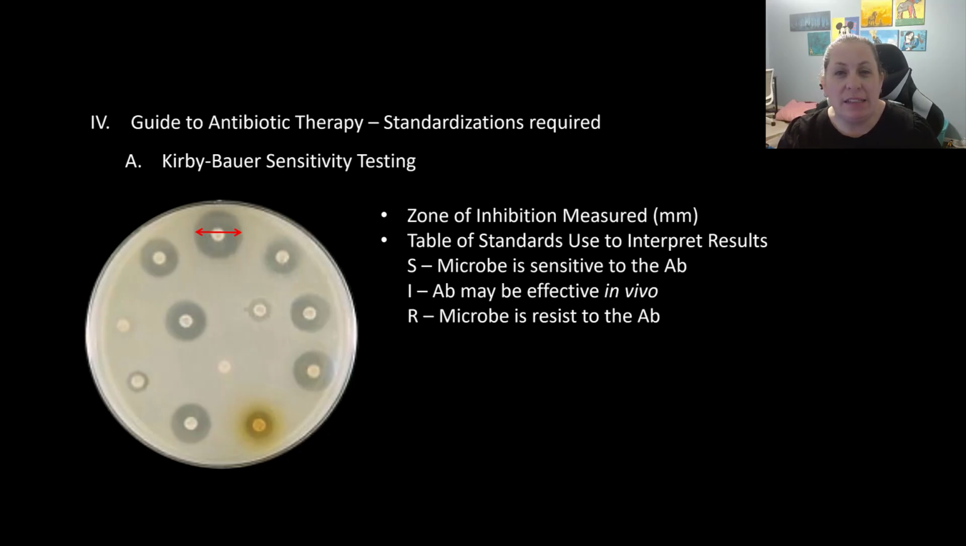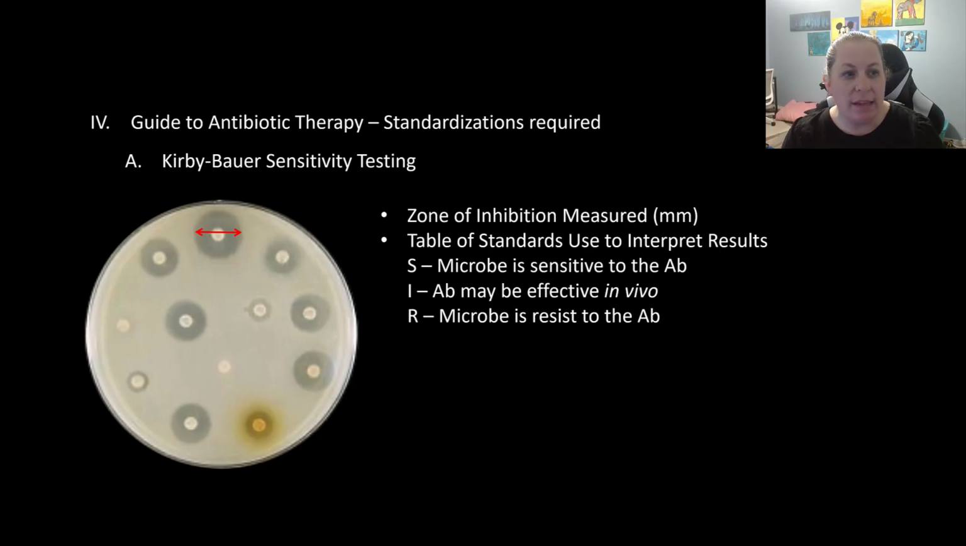If bacteria is growing right up against the disc, that microbe is resistant to that antibiotic or that level. If the antibiotic may be effective in vivo, meaning inside something that's living, we mark it with an I. And then the S is where the microbe is sensitive to the antibiotic, and you can see that here by the zone of inhibition.